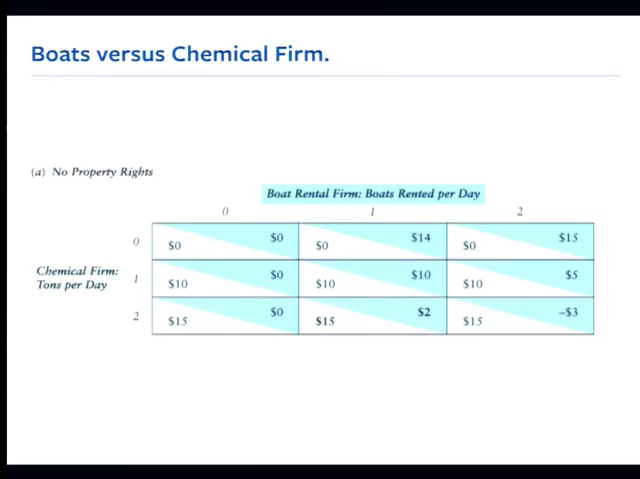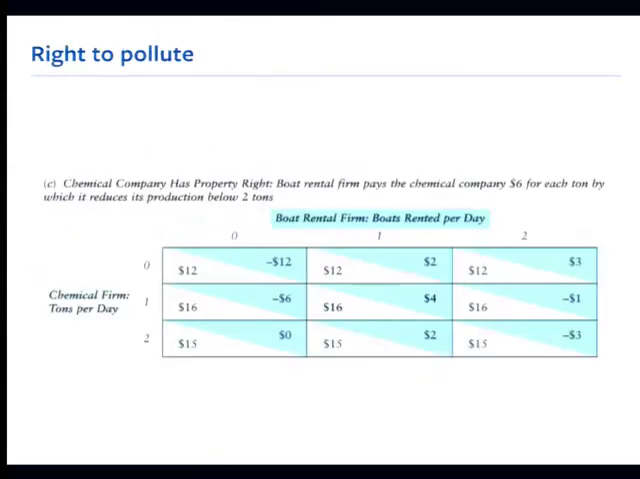And that's exactly what that table does right here. So this one here takes a $6 payment either way. It doesn't really matter. You could do it for 7 too. So here for each unit of pollution reduction, the boat firm pays the chemical firm $6.